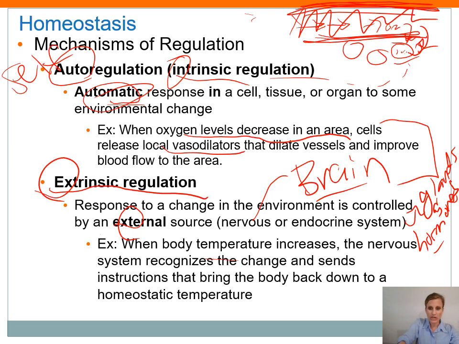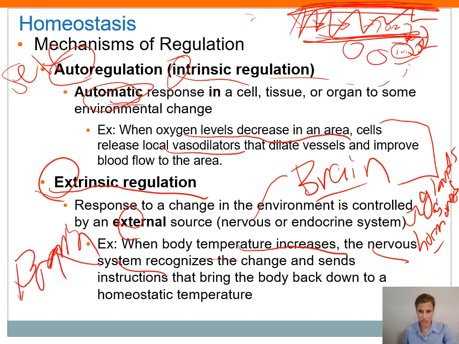When body temperature increases, right, the nervous system, i.e. the brain, recognizes the change in temperature, and it sends instructions out to the body that bring the body back to a normal homeostatic temperature. So say I have temperature receptors here on my arm, and they sense, hey man, my temperature is way too hot. Those cells that are sensing the temperature can't cause my body to start sweating to cool off. They don't have that ability. All they can do is send a little alarm up to the brain.